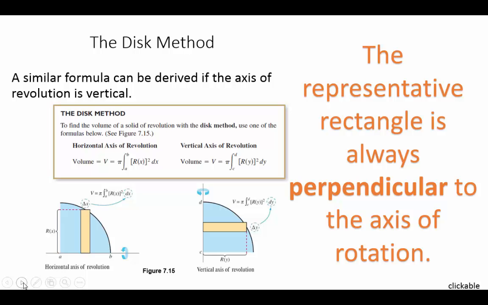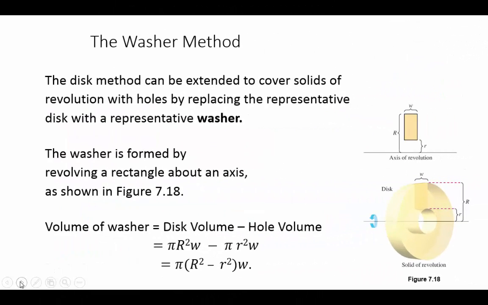Now we're going to switch it up just a teensy bit, because sometimes the area that you're revolving around the axis doesn't actually touch the axis, leaving a hole in the center of the solid of revolution. If you take a rectangle that doesn't quite touch the axis and you revolve that rectangle around the axis, it leaves a hole like a donut, right? It also looks like what's known, if you go into Home Depot or whatever, as a washer, yeah? Okay, so this is called the washer method. It's really the disk method with a hole in it. You just subtract the two.